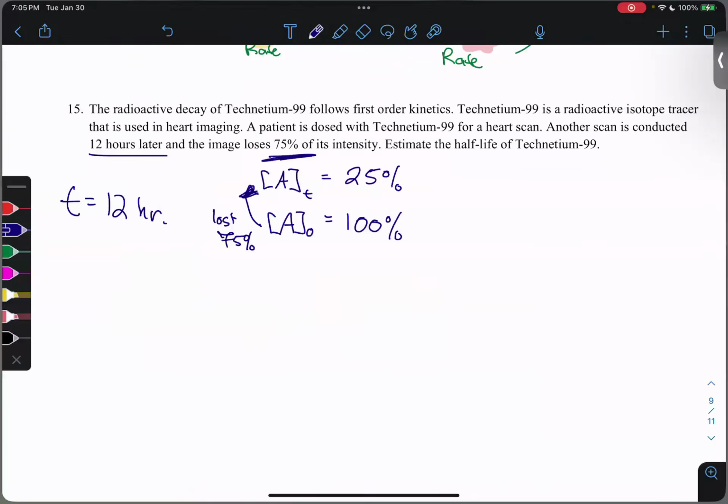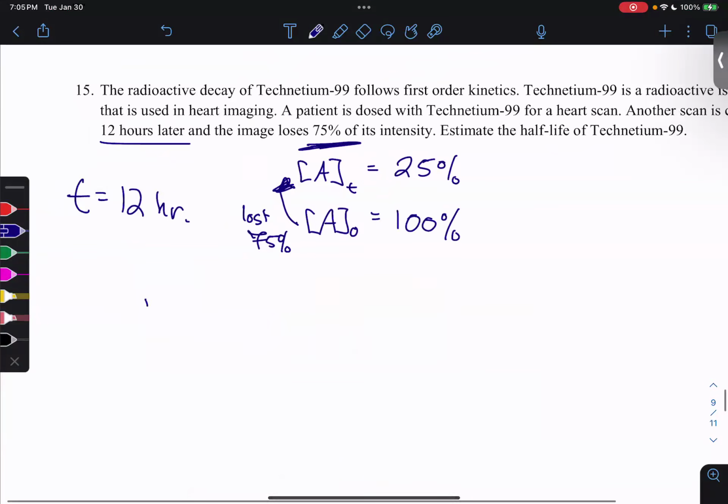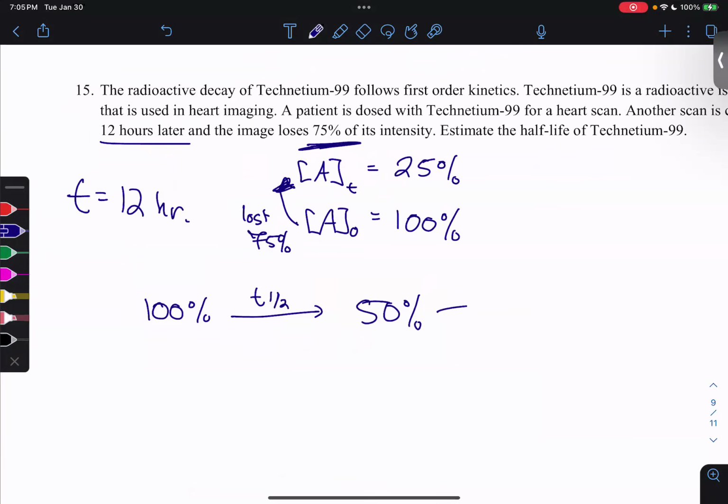So here is the lazy way. It's not the lazy way. It's, okay, let's just use our intuition. If we start with 100% of our sample and one half-life goes by, how much sample do I have left? 50%. Very good. If now we have 50% of our sample, what if another half-life goes by? 25%. So how many half-lives does it require to lose 75% of your sample? 2 half-lives.